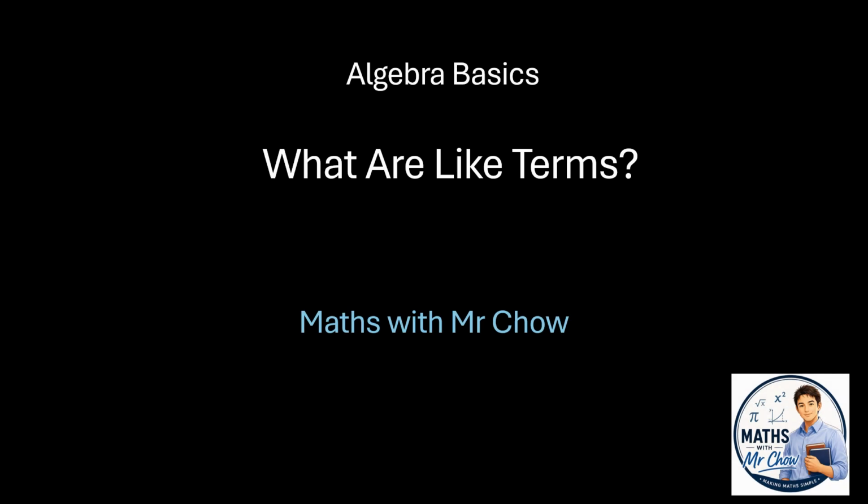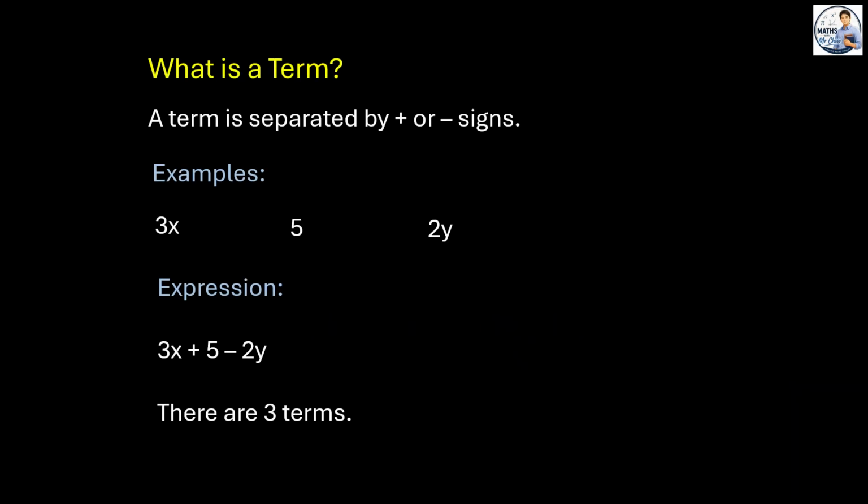Chow. Today, we are going to learn what like terms are and how to identify them correctly. Let's get started. Before we learn about like terms, let's review what a term is. Terms are separated by addition or subtraction signs. In the expression 3x plus 5 minus 2y, there are three terms: 3x, 5, and 2y.